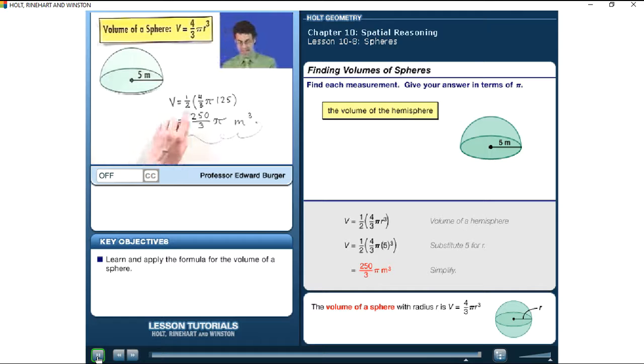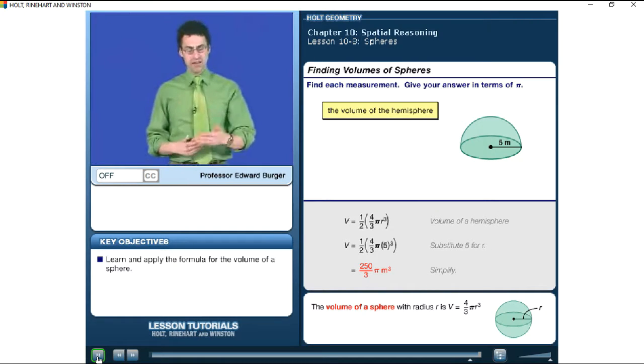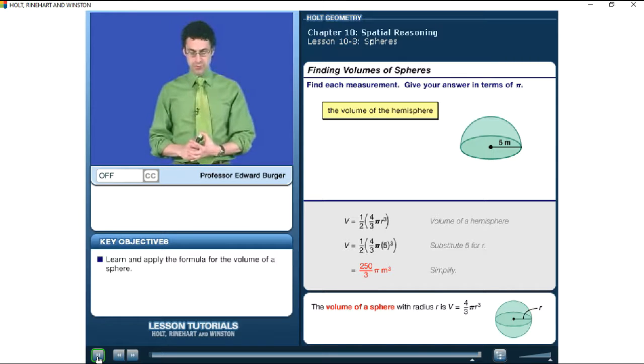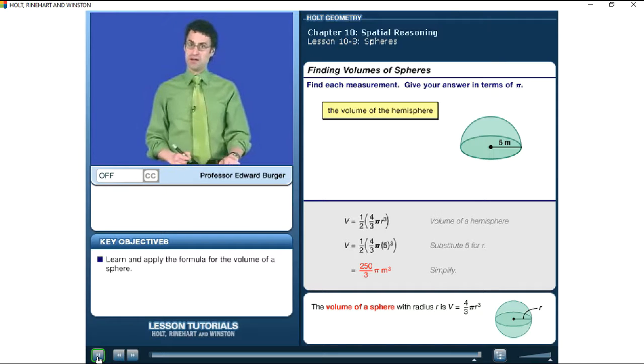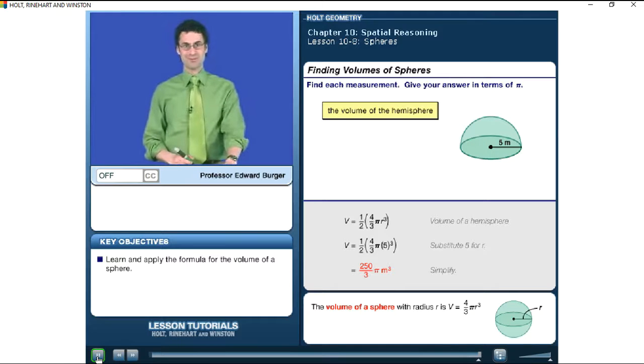So notice that we took half of the volume of the whole thing. So you can see how we can use the volume of the sphere formula to actually compute lots of volumes, not just for spheres, but also even for hemispheres. Cool.